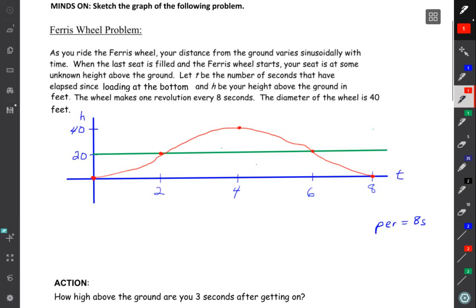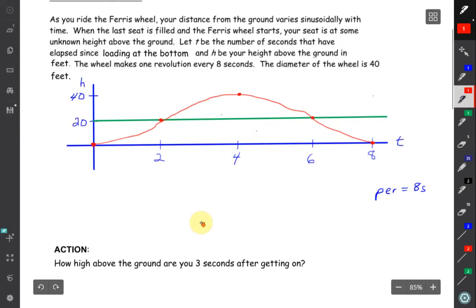So there's the graph that we were looking for, this Ferris wheel application. Now, in any problem that you're going to do, that's really the first step: to analyze the problem, get the key values that we need, and then to draw a sketch. And then you would be ready to do the next part, which is to solve the problem.